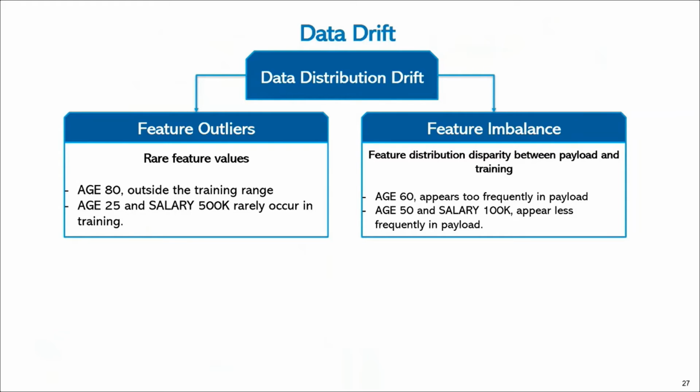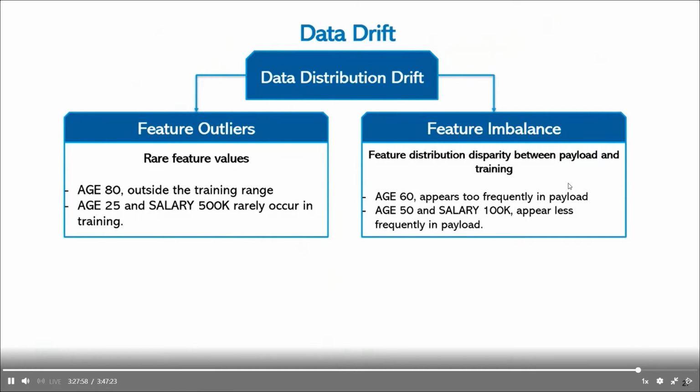Now, data distribution drift can be of two types at a very high level. One is a feature outlier, and the other is called feature imbalance. Feature outliers, as the name suggests, are rare occurrences of feature values. Say, for example, 80 years of age, which was not present in my training data, or say 500K of salary at an age of 25, not present in my training data. On the other hand, feature imbalance is a distribution disparity between the payload data and the training data. Example could be age 60 is appearing too frequently in the payload data, or a salary of 100K at age 50 or plus is appearing too frequently in the payload data, and that was not the case in the training data.